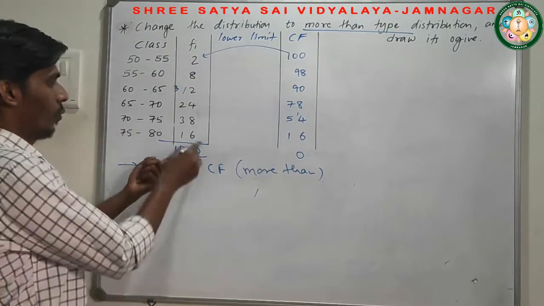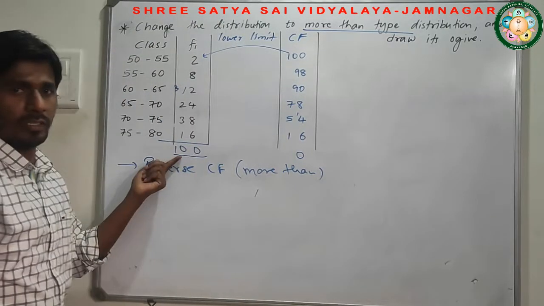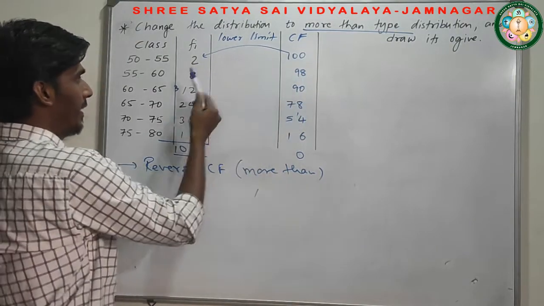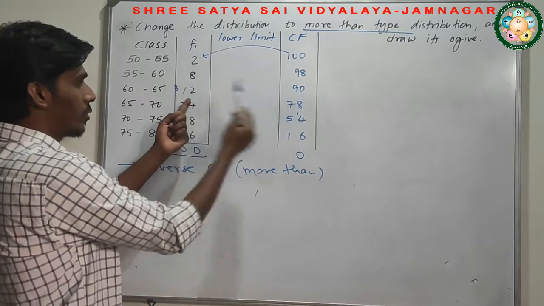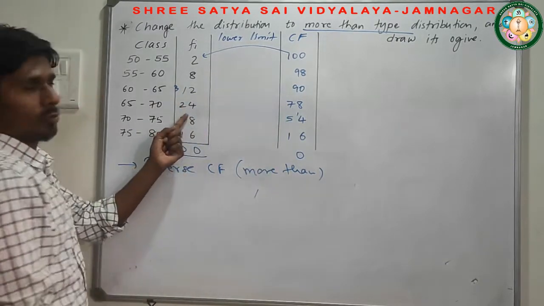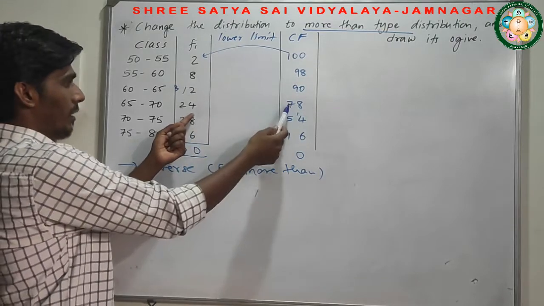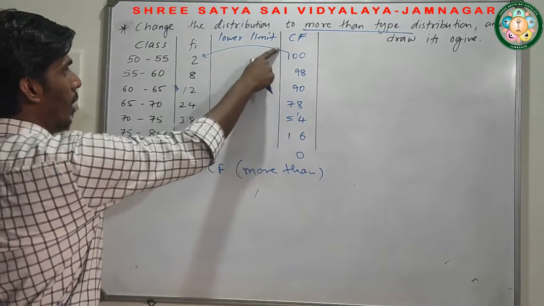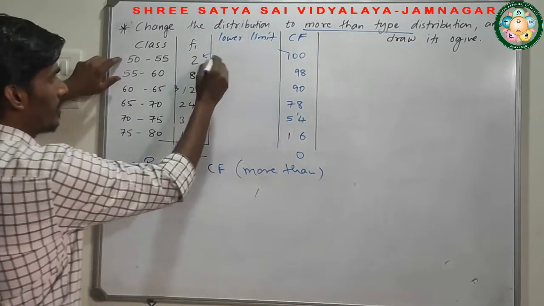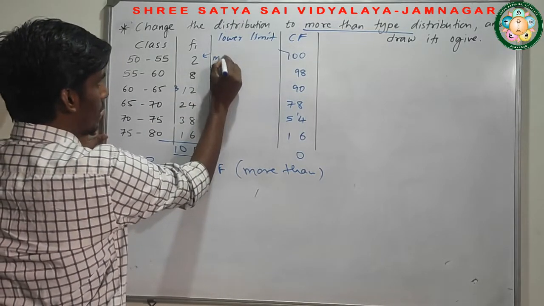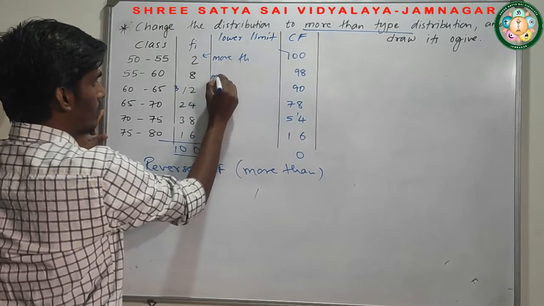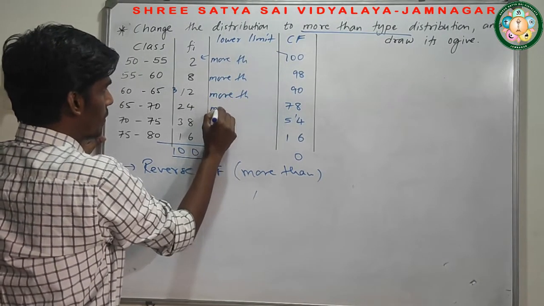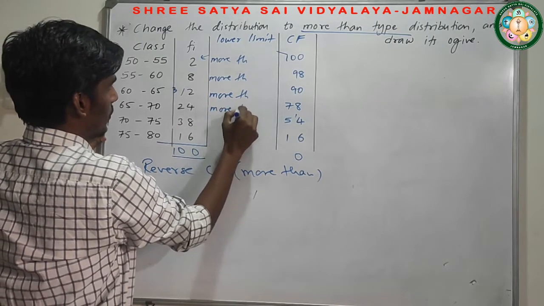Again I am repeating the CF. How to find out this? Whatever total frequency is there, write out that total frequency in front of the first class. Then 100 minus 2 is 98, 98 minus 8 it's 90, 90 minus 12 is 78, 78 minus 24. You have to just subtract this in front of the same frequency. So this is the way we got the CF. Now you know how to write lower limit. For lower limit, as it's a more than type, in each and every case you write more than here.